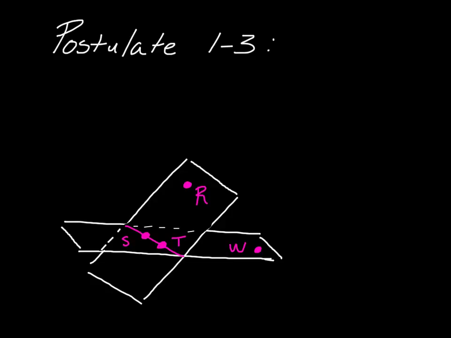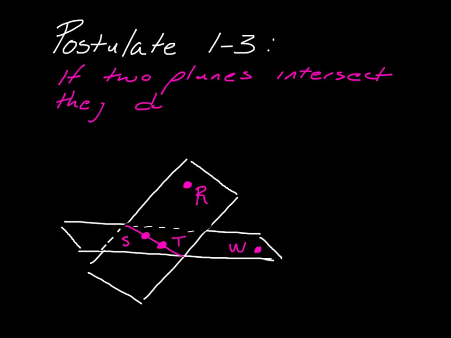Now to further 1-2, we've got postulate 1-3. And instead of talking about lines, this time we're going to talk about planes. Anytime you have two planes that intersect, as you see in that picture down there, two flat surfaces that cross each other, they do so at exactly, not 1 point, but exactly one line. So here we've got one plane.